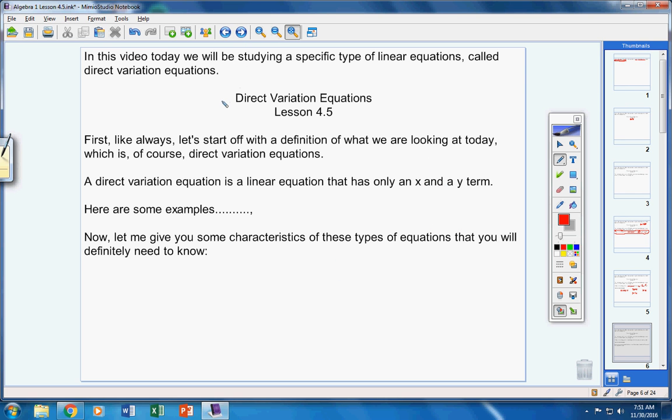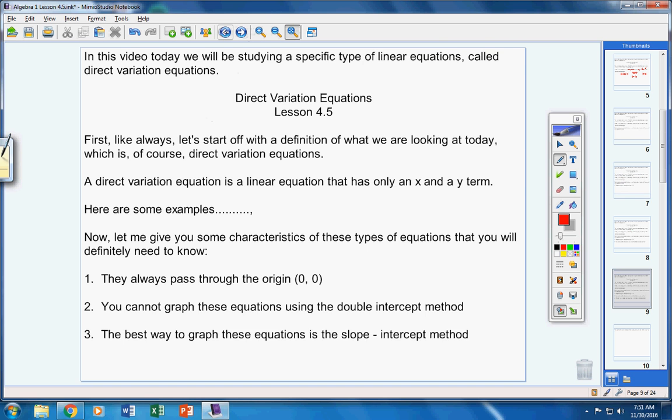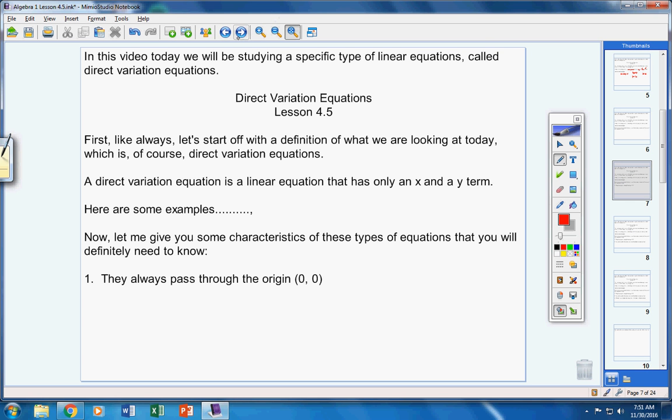There are some characteristics of these types of equations that you definitely need to know. There are 3 of those. I'm going to put them up quickly like this, and then go on to the next page, so you'll probably want to pause the video. Number 1, they always pass through the origin. Always. So when you graph a direct variation equation, it's going to be linear, and it will pass through the origin. Might look like that. Might look like this. But it will always go through the origin, always.